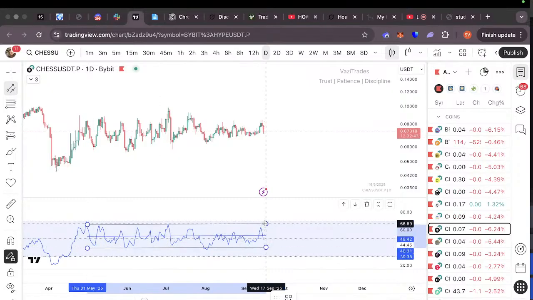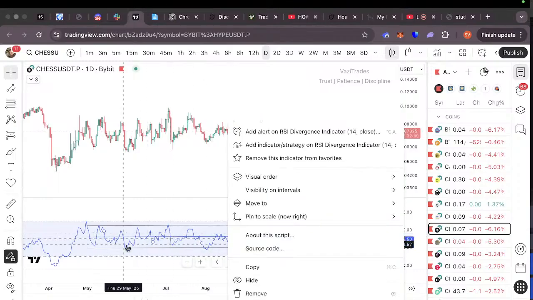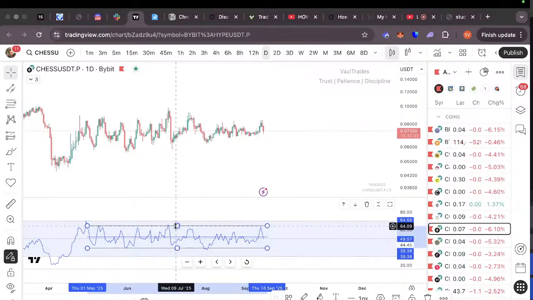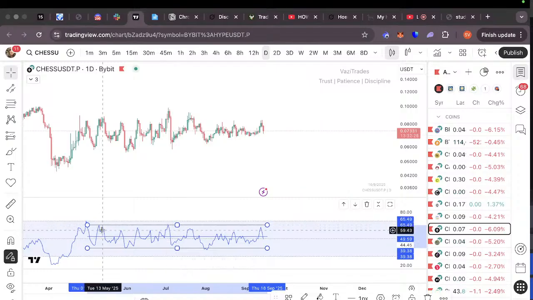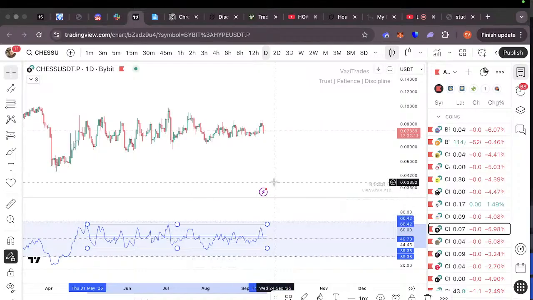So you can put a line. I'm using this parallel channel thing. So I'm trying to find the possible supports and resistance levels. So just look at the levels which RSI was touching several times. Okay, and just put this parallel channel, and this can be your, let's say, not indicator, but your tip when to expect a breakout upwards or a breakdown downwards.